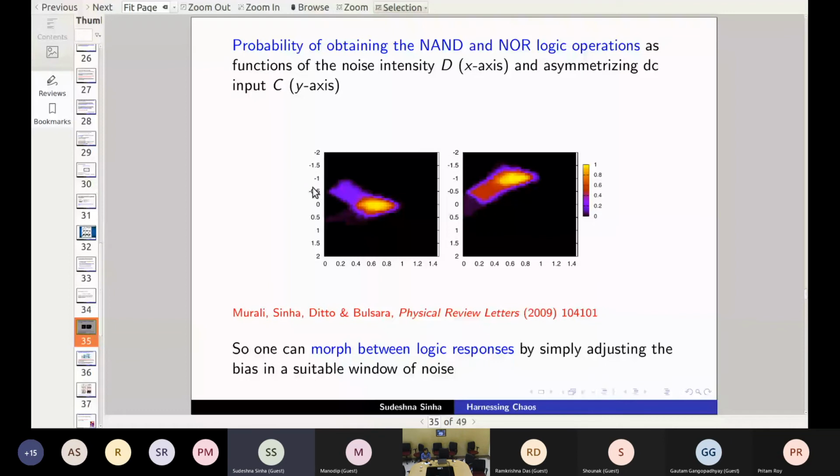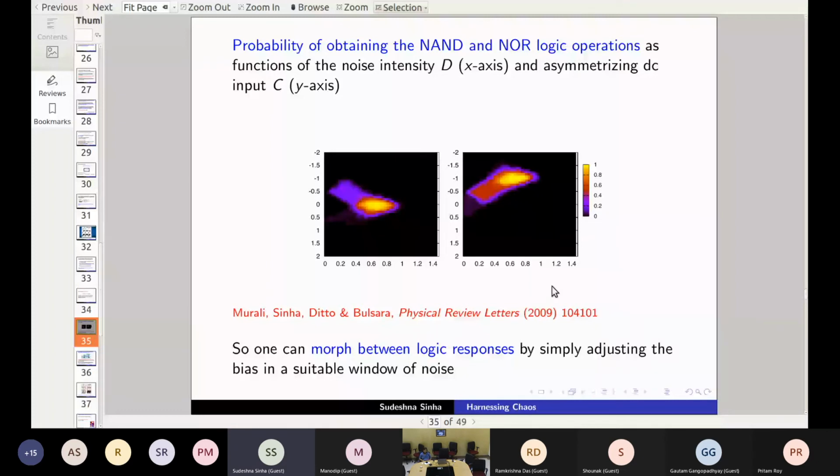On one side, I have given the noise. On the other side, I have put this bias. So this side is noise, the x-axis. The y-axis is that constant bias. This one says that I operate very nicely as NAND or AND. And this says I can operate very nicely as OR or NOR. So it can just morph between these by simply adjusting this bias. Very easy to do, especially in circuits.